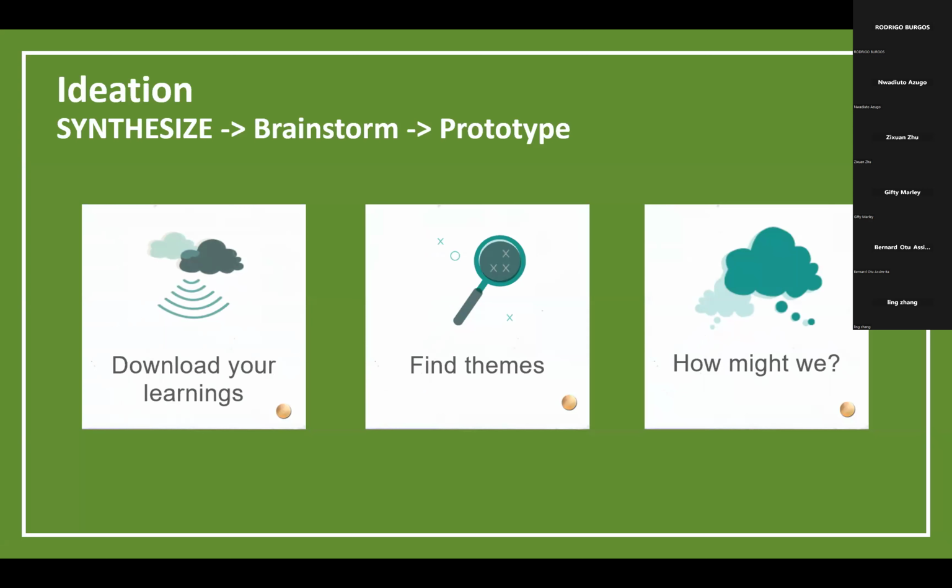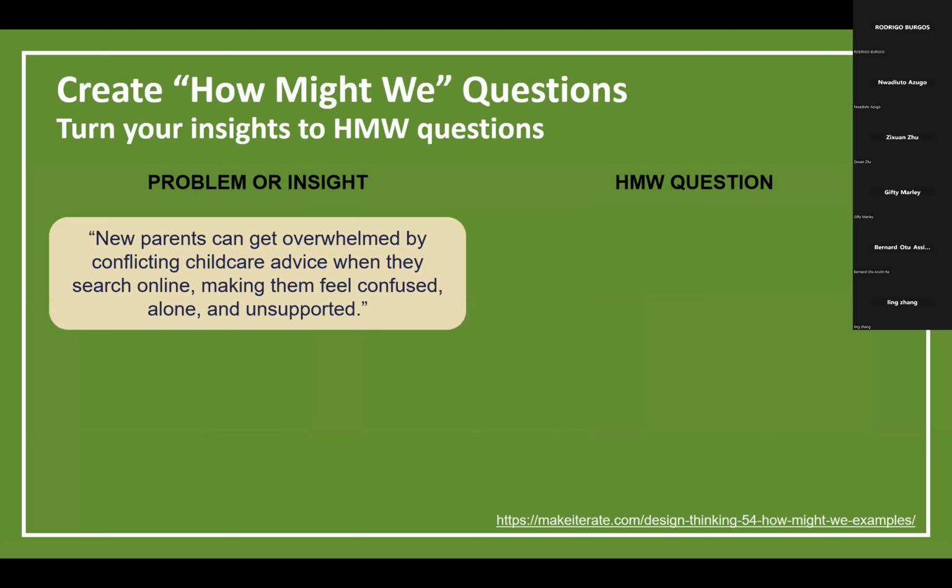You can use post-its for this, you find themes. And then from your insights or summaries of the problem, you can generate what we call how might we questions. And these are your design questions now and opportunities for design. Now, to just give some examples of how might we questions, let's read these. And the reference for this also is here in the slide.